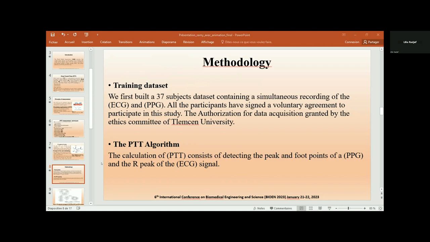The PTT algorithm. The calculation of PTT consists of detecting the peak and foot point of the PPG and the R peak of the ECG signals.